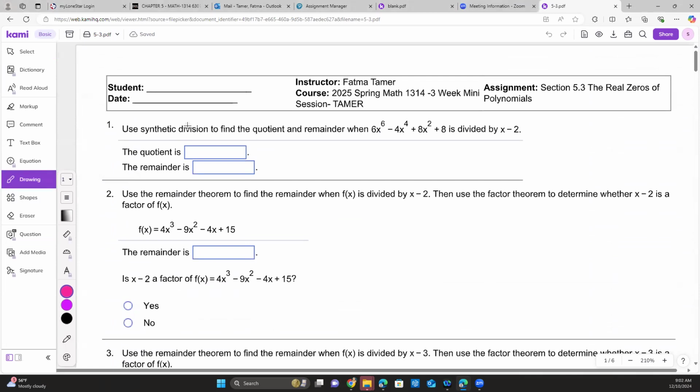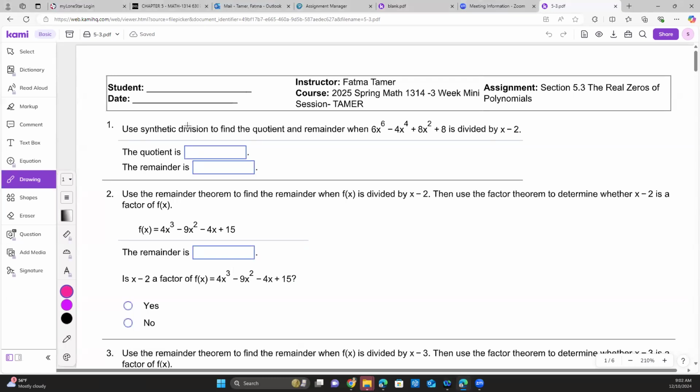Whenever you want to perform synthetic division, first you have to make sure that your function is in standard form. When I say standard form, it needs to be ordered from greatest power to the smallest power. In this case, it looks okay: x to the 6th, x to the 4th, x squared, and we have the constant at the end, but it is missing some terms. For synthetic division, it is important that for whatever is missing, we put a 0 as the coefficient for that missing term, and we write the function in full form.